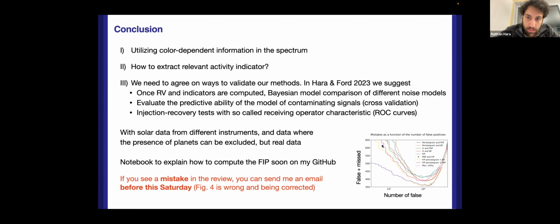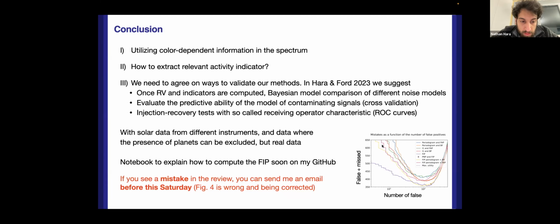But in any case, I think it's very important that we move the data challenges towards real data. On the FIP side, as I said, there will be soon a notebook to explain how to compute the FIP. And so if you have any questions, feel free to contact me.